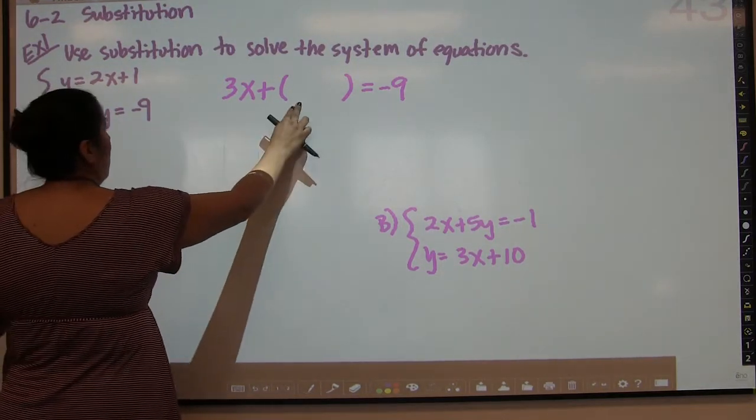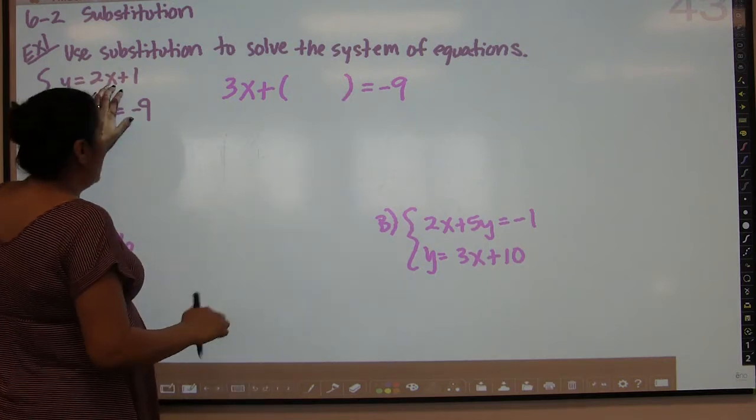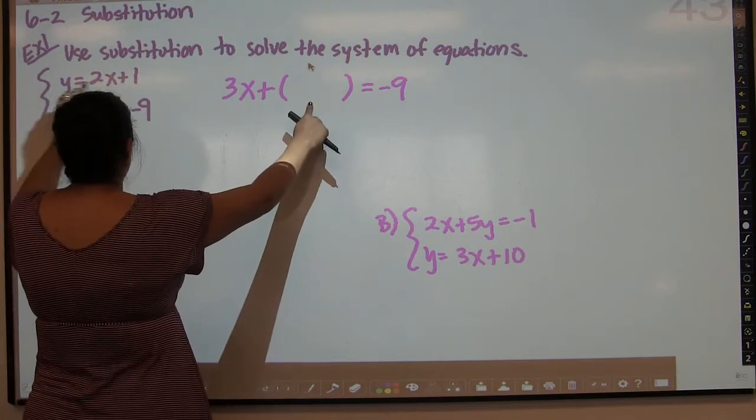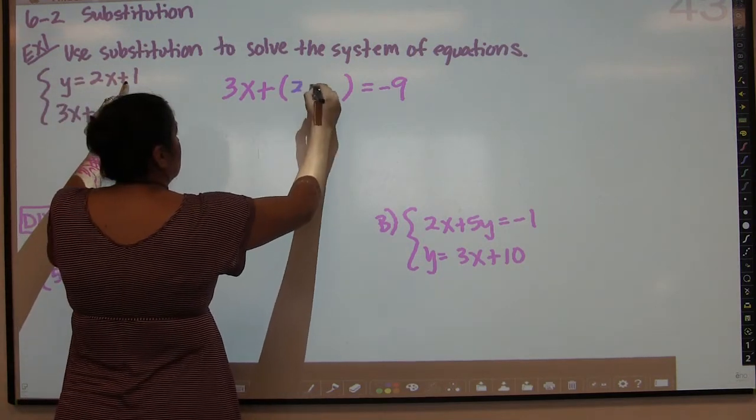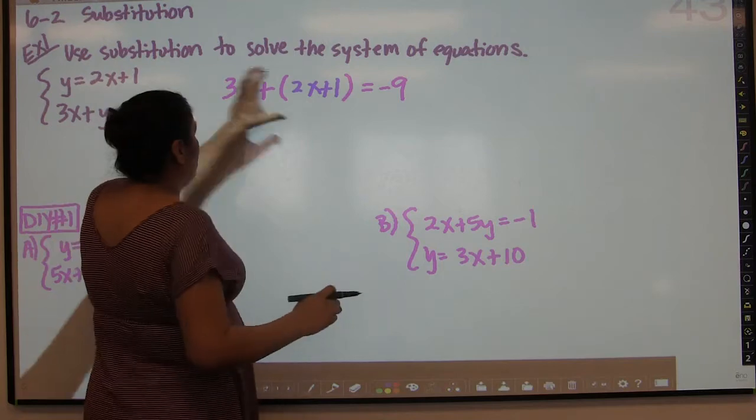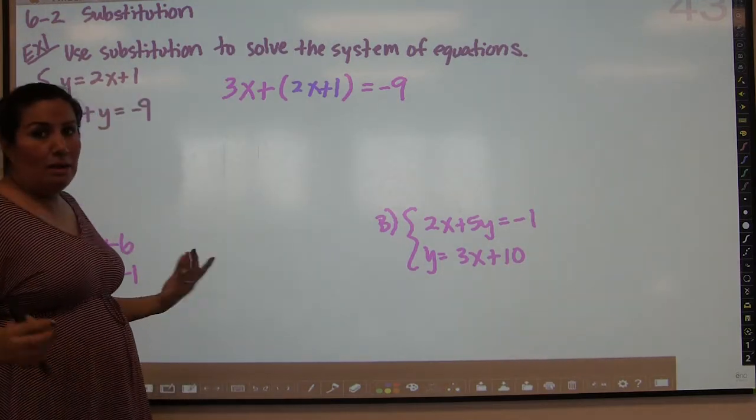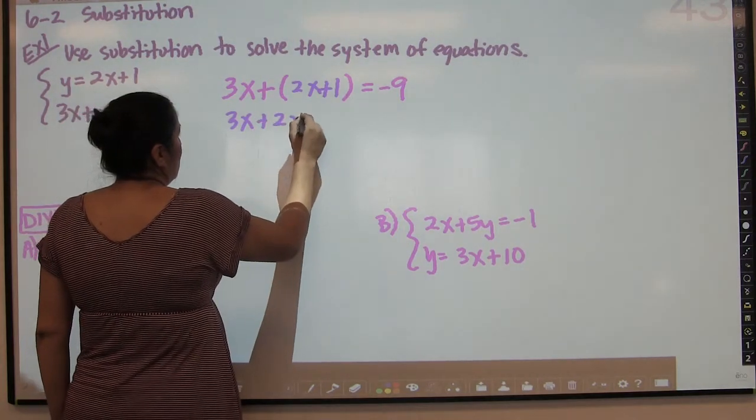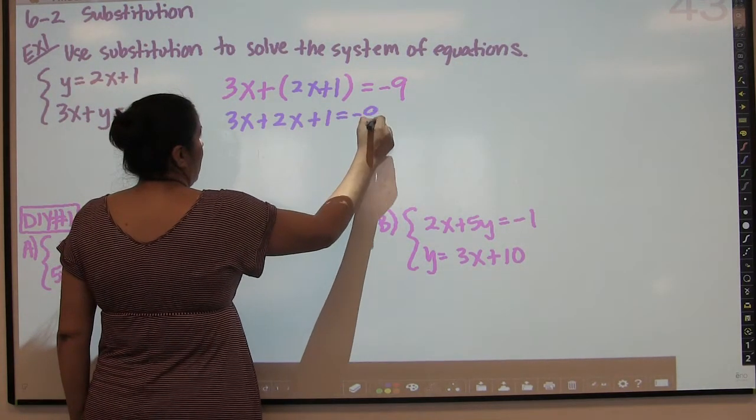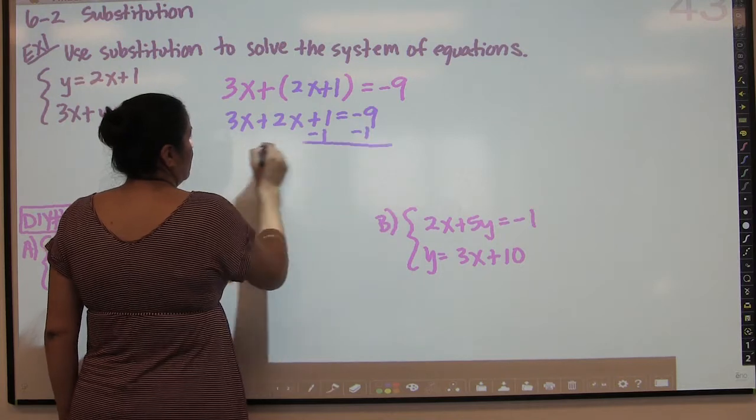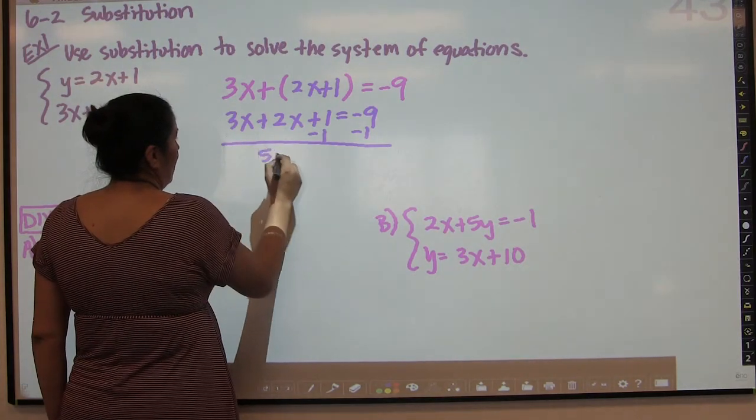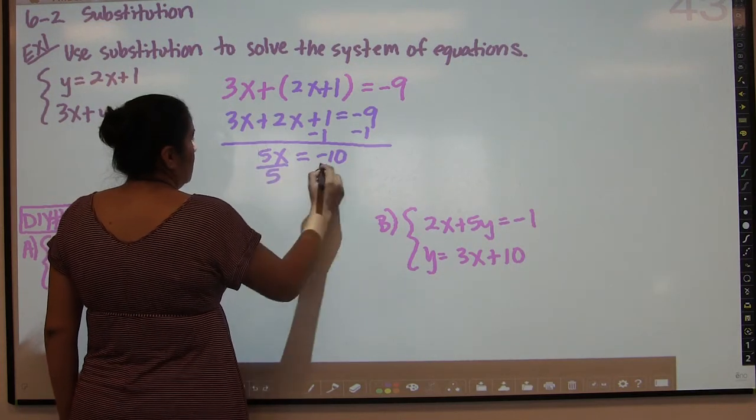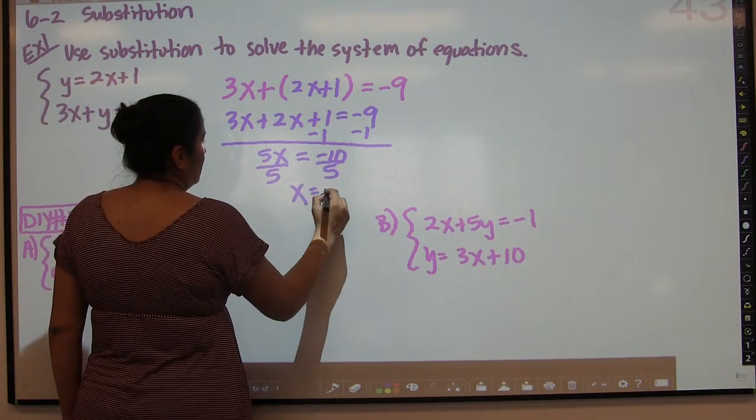This is the exact same thing as the second equation. It's 3x plus y equals -9. But now I'm going to replace the y from this equation with the y from the first equation. See, now my equation has all one variable in it, and now it's not hard to solve at all. So I get 3x plus 2x plus 1 equals -9. Subtract the 1 to the other side. 3x and 2x is 5x. And -9 minus 1 is -10. Divide by 5, and x equals -2.